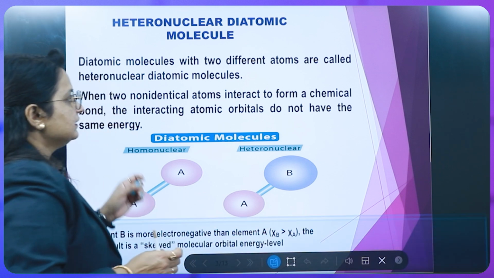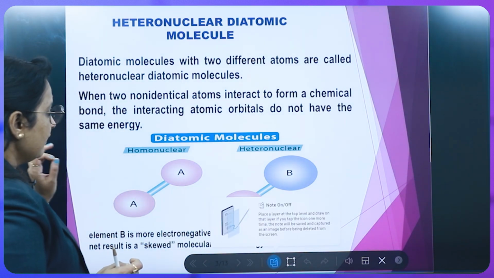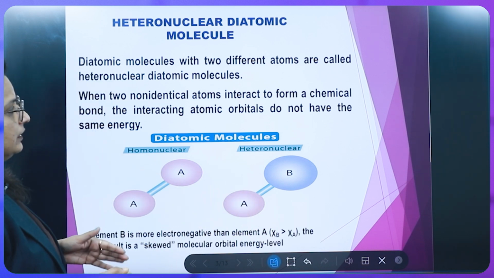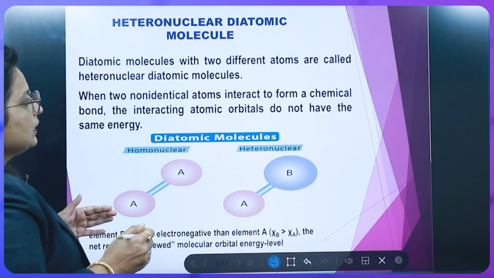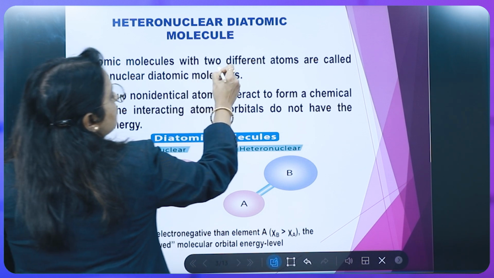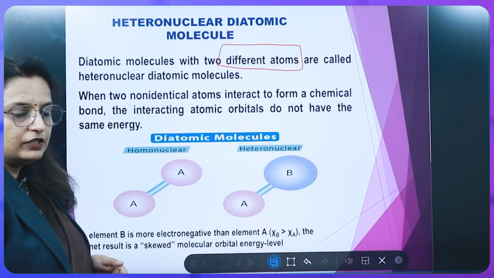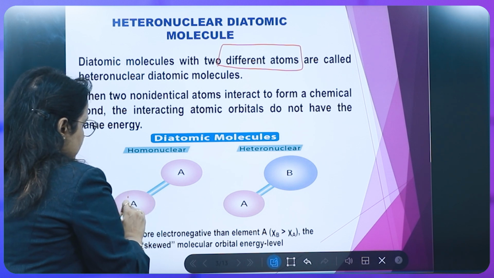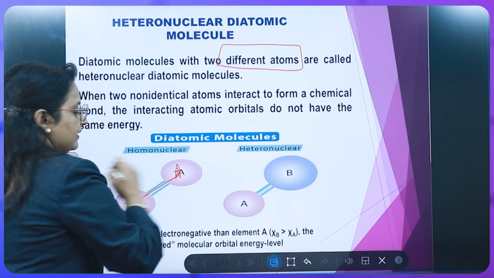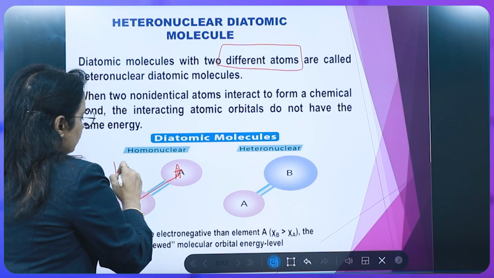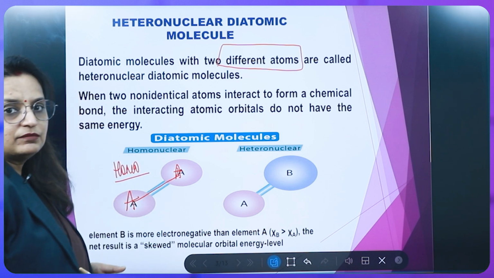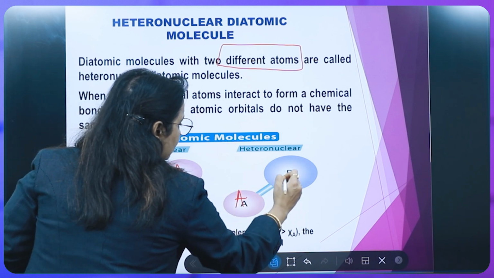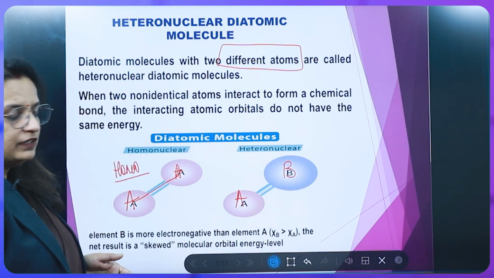As you can see in the picture that I have drawn, AA and AB. Basically, a heteronuclear diatomic molecule means when two different atoms are present in a molecule. In this case you can see A and A, they are identical. Therefore, this is homonuclear, the same type of atoms forming a molecule. However, in this case one is A, one is B, and they are forming a covalent bond.